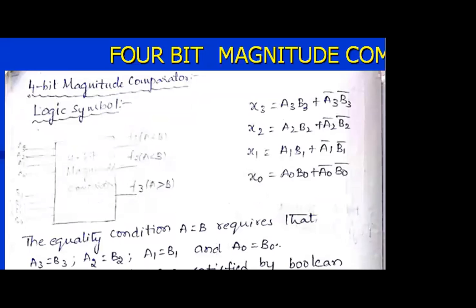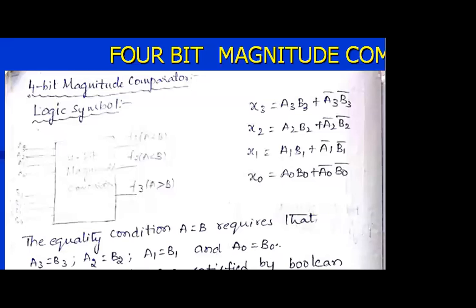4-bit magnitude comparator. I have taken the values A as 4-bit and B as 4-bit. A3, A2, A1, A0 are compared with B3, B2, B1, B0. The outputs are the same: F1, F2, F3. F1 is A equal to B, F2 is A less than B, and F3 is A greater than B. We have to find the conditions for the output equations.